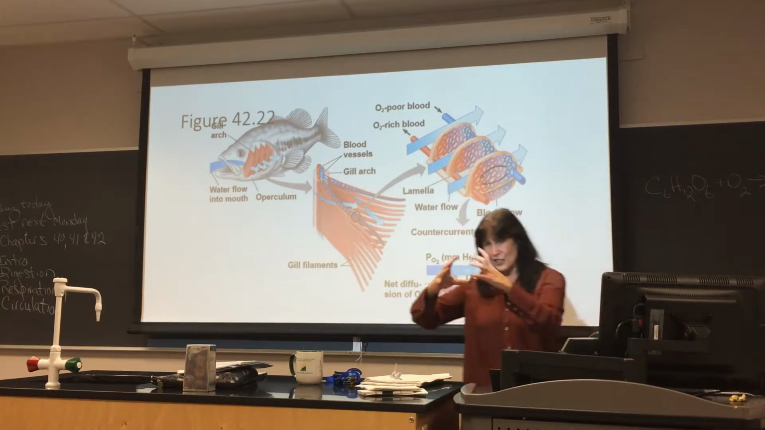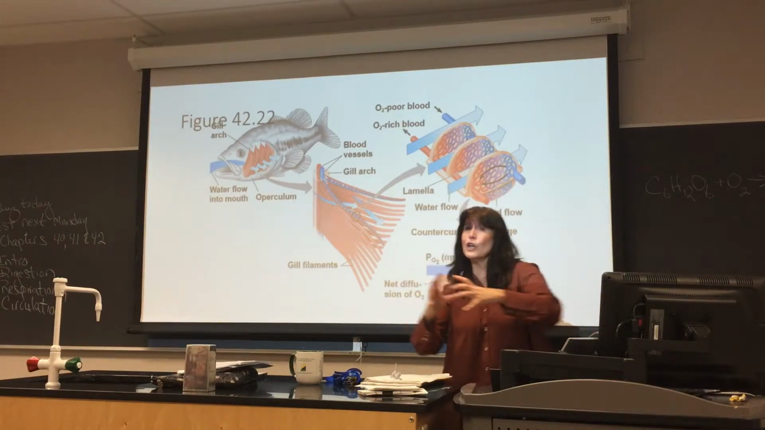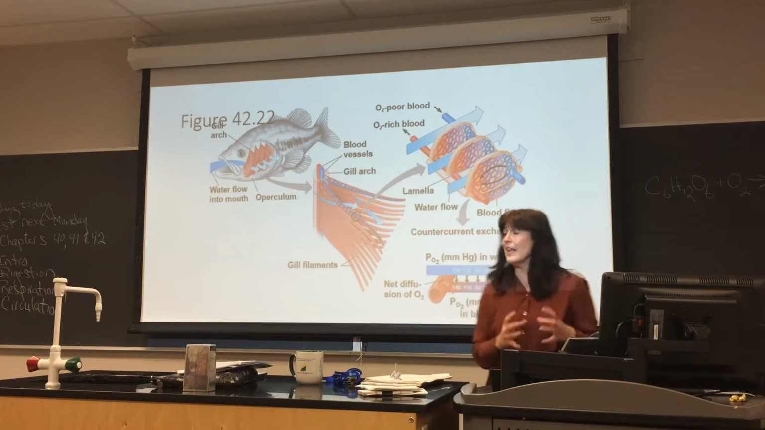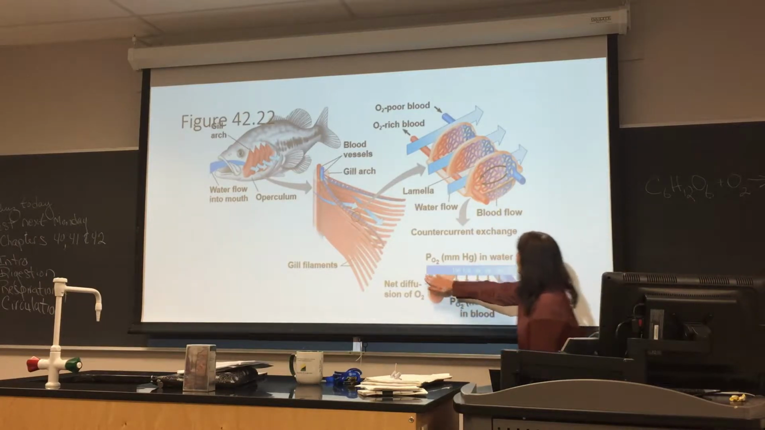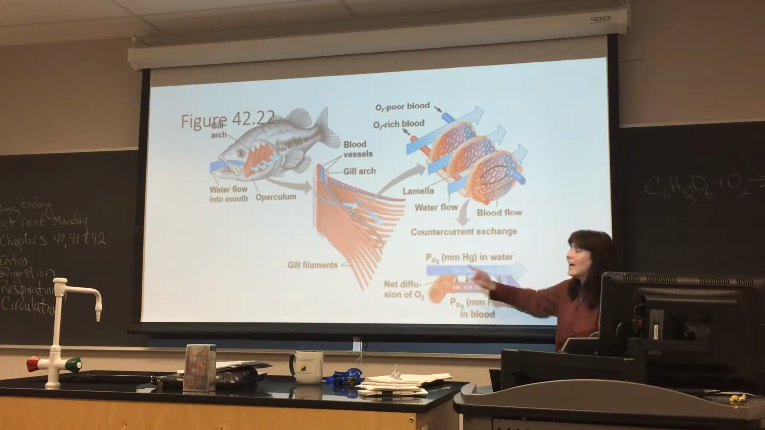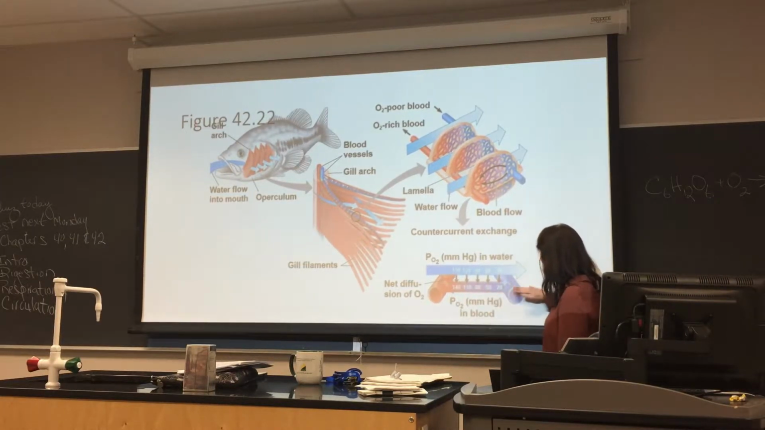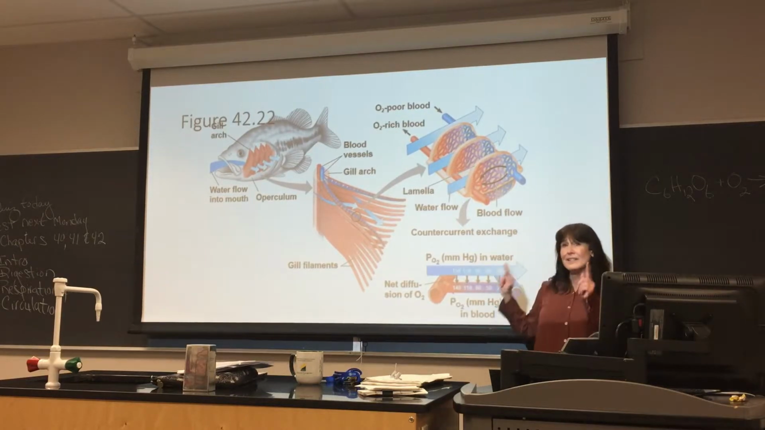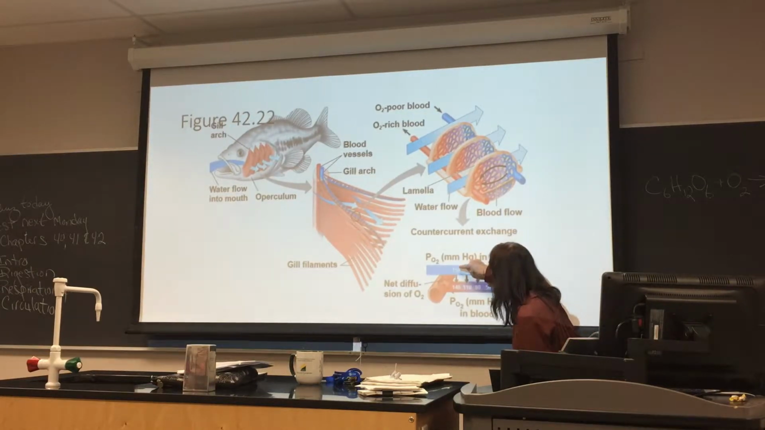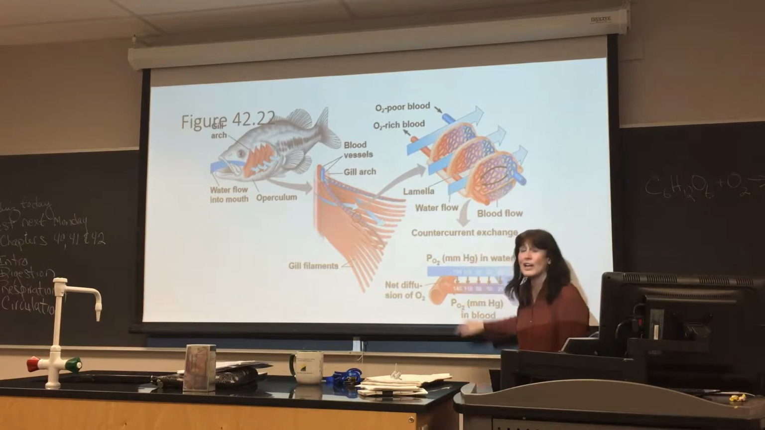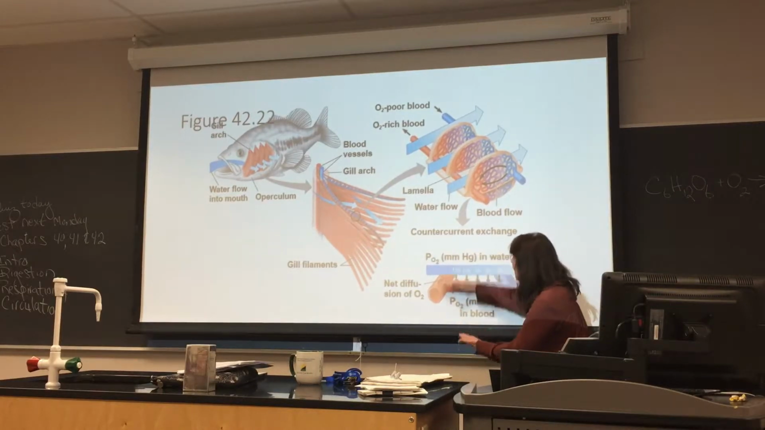So if the amount of oxygen is high here, it's going to go to where it's lower. So let's look at it here. So the water's coming in, very, very high oxygen levels over here. But the blood also has a very high oxygen level because it's flowing this way. But it's still going from an area of higher oxygen level to lower oxygen level. So it's still coming in.